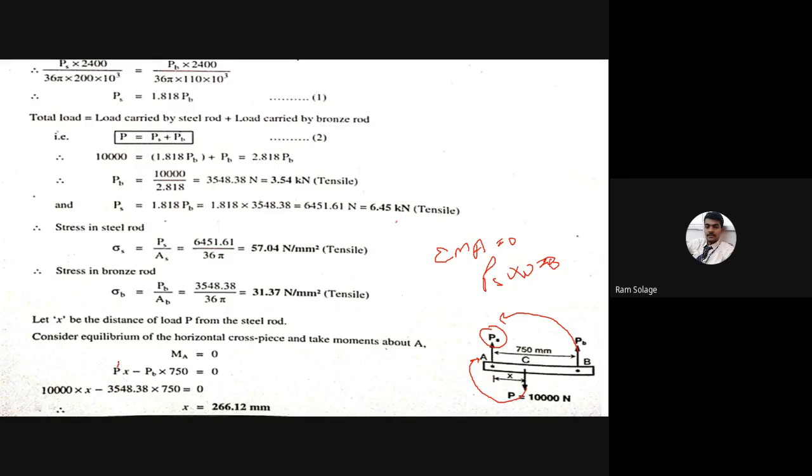Now put the value of P. What is the P? 10,000 Newton into X minus PB. Already we have calculated the value of PB. See the value of PB. Put the value of PB and find out the value of X. And check the answer. 266.12 mm from point A and the given force.